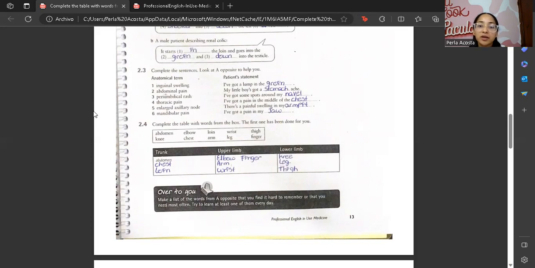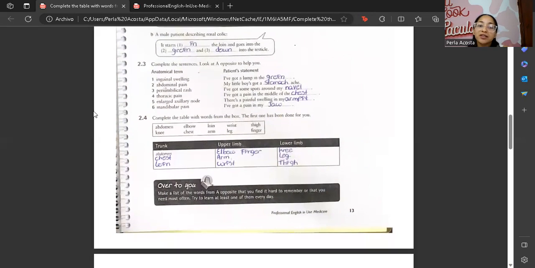My little boy's got a stomachache. I've got some spots around my navel. I've got a pain in the middle of the chest. There's a painful swelling in my armpit. And I've got a pain in my jaw.